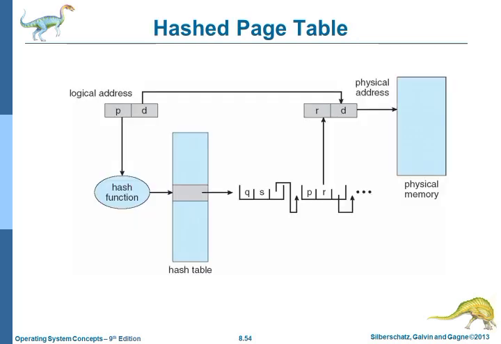The algorithm of the hash page table works as follows. Firstly, the virtual page number in the virtual address is hashed into the hash table. Second, the virtual page number is compared to field one in the first element in the linked list. Third, if there is a match, the corresponding page frame field is used to form the desired physical address. And fourth, if there is no match, subsequent entries in the linked list are searched for a matching virtual page number.